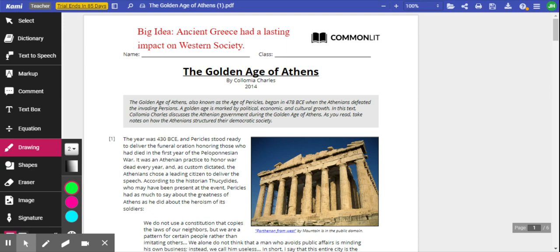Welcome back, students. All right, so yesterday you spent time previewing this article called The Golden Age of Athens, and on a Padlet you made some predictions about what you thought the text might be about. So today we are going to read it and annotate it.